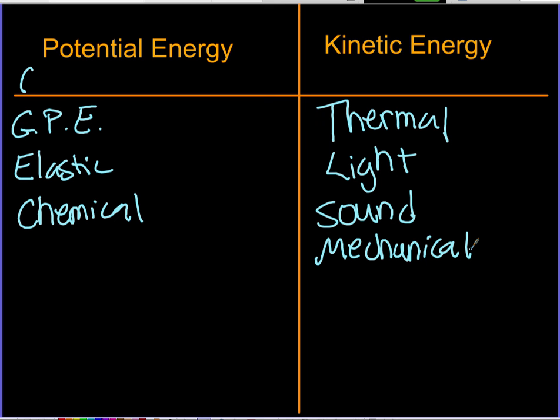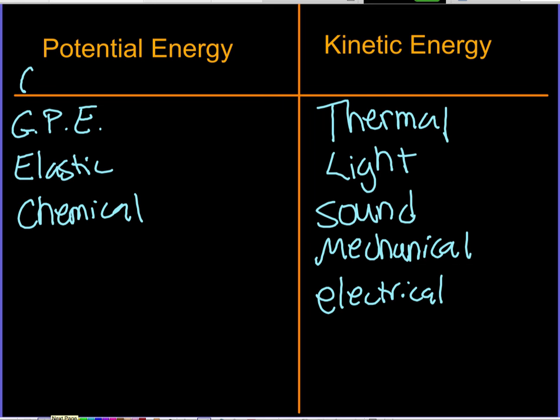All right, and then lastly, we have electrical energy. Well, electricity, which is electrical energy, is simply energy that is made from electrons, and those electrons are moving. If they're moving, it's kinetic. Okay, so that's how all of our different types of energy fit into either potential or kinetic energy categories.